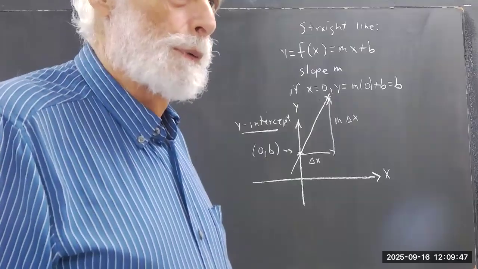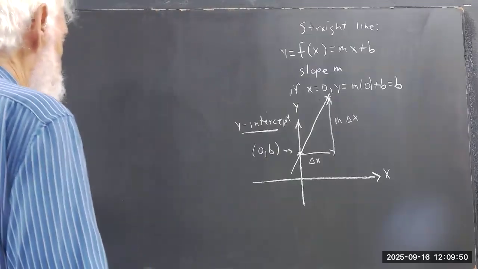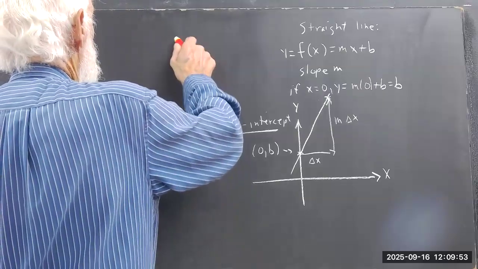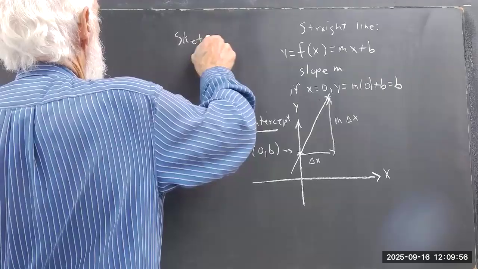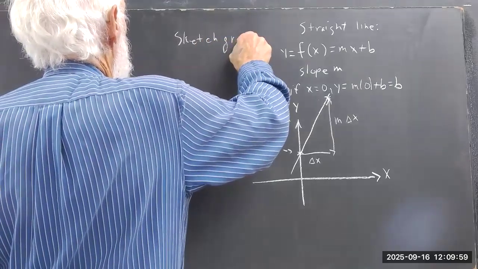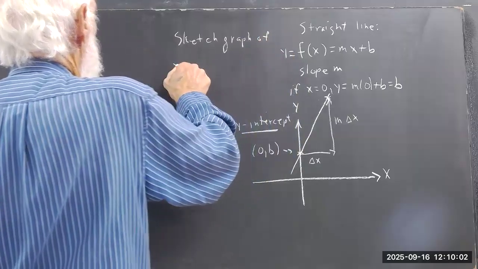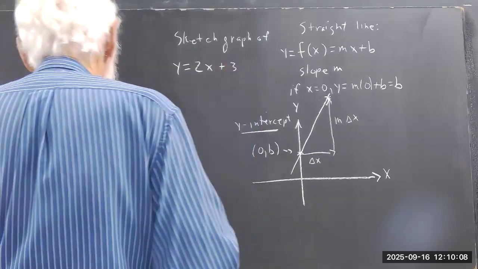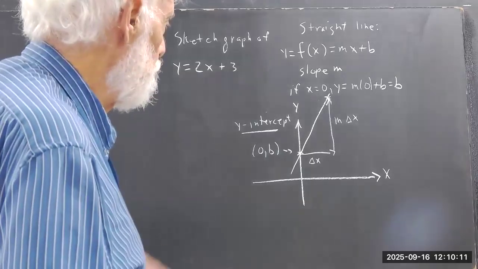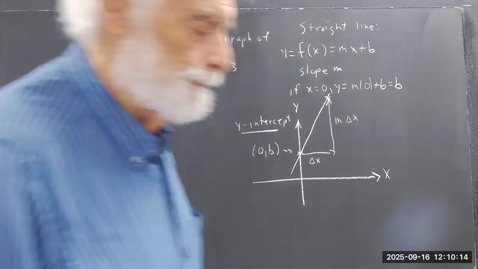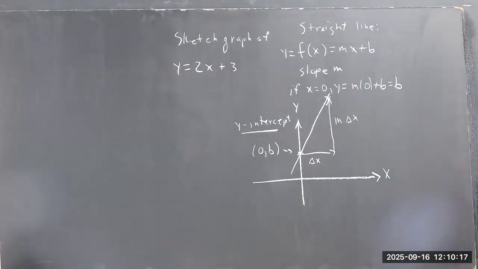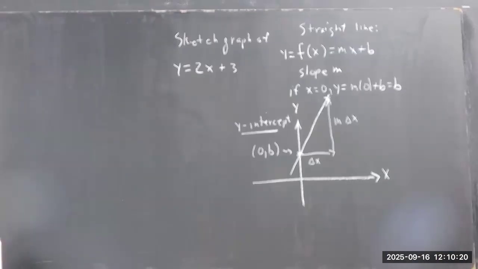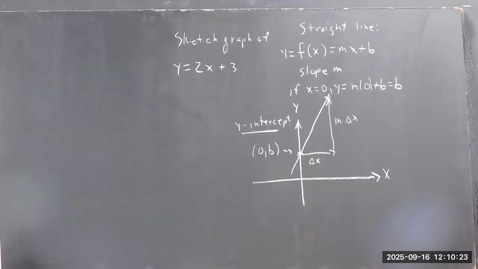Now I'm going to give you one to work out. Sketch the graph of y equals 2x plus 3 using what I just showed you. Not going to give you too much time. I'm going to give you a little time to process it. Then we'll look at it because I anticipate some of you will get it, some will get part of it. So we make a little mistake here and there and we'll try to fix that.